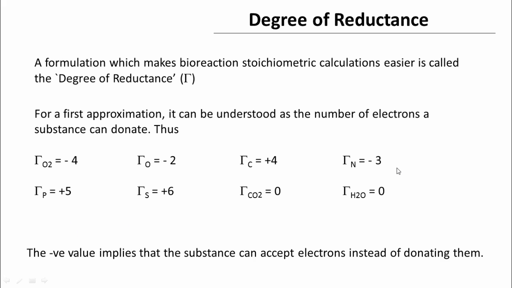So the negative value actually implies that the substance can accept electrons instead of donating them, and this is understood as the number of electrons that a substance can donate. That is the degree of reductance. Let us see what we can do with this concept.